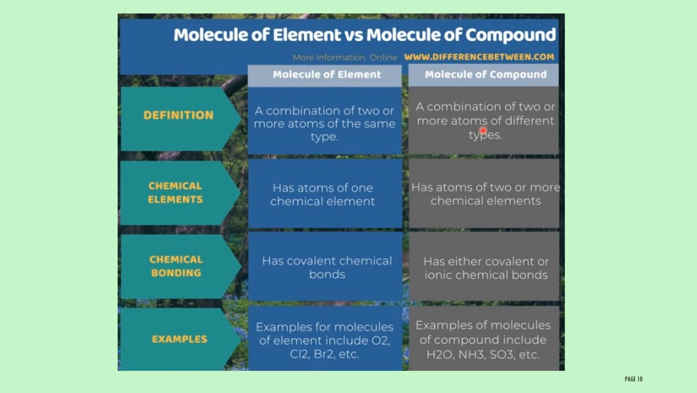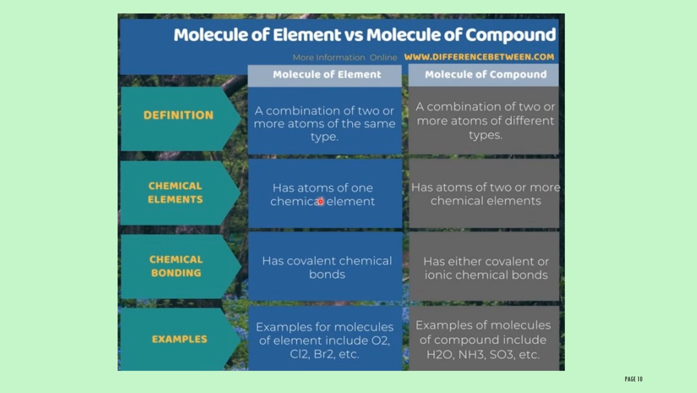But a molecule is a combination of two or more atoms of different type. For this example, I already told you water is a combination of hydrogen atoms and oxygen atoms. Ammonia, NH3, is a combination of nitrogen and hydrogen. Then sulfur trioxide, SO3, is a combination of sulfur and oxygen. Therefore, a combination of two or more atoms of different type, we call a molecule.